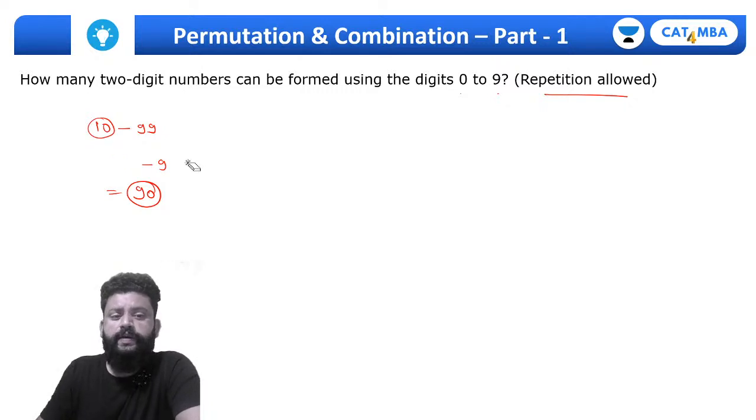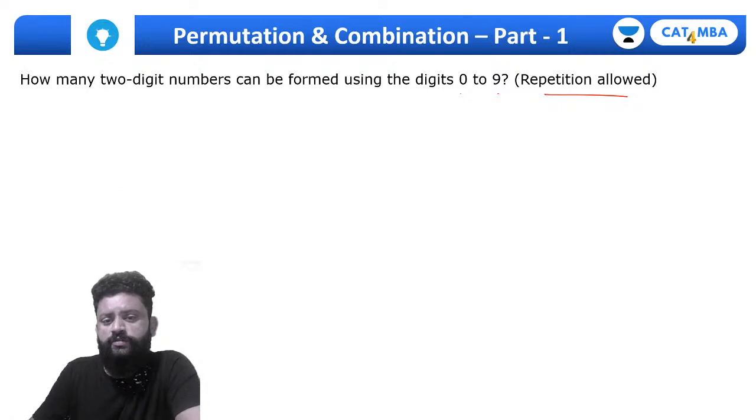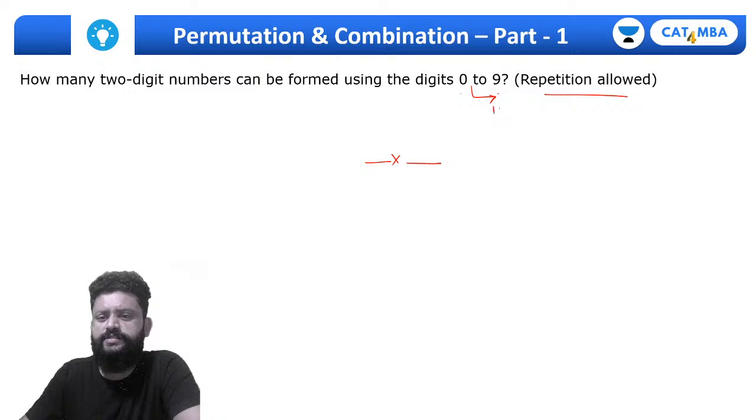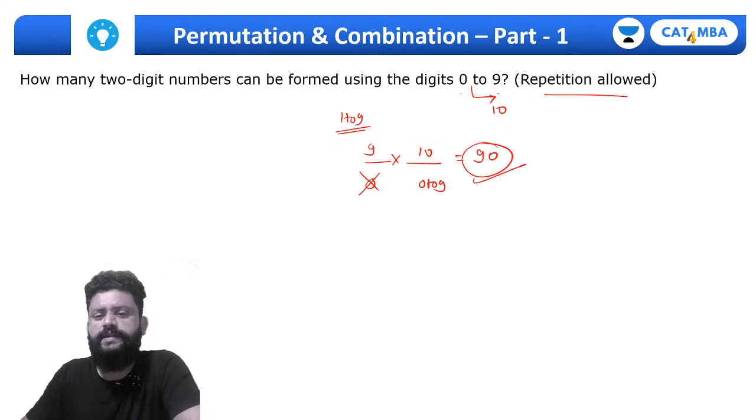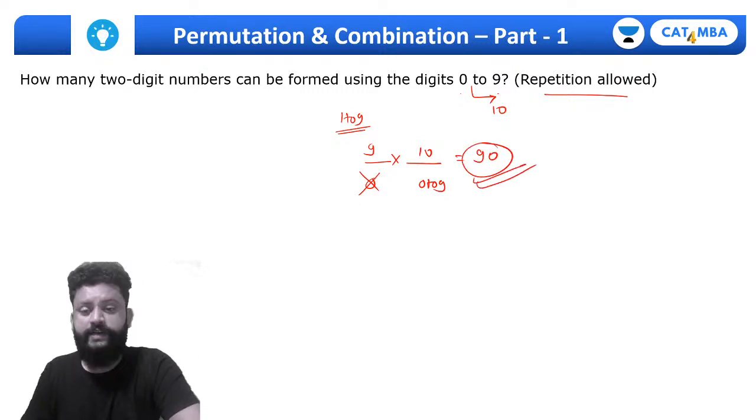But how to solve it? By using the counting principle. Now listen, how to do it with the counting principle. For the first place, how many choices do we have? We have 0 to 9 choices, but the first digit cannot be 0. So the first digit will have 9 choices, from 1 to 9 anything can come, and for the next digit we have 0 to 9, the total 10 choices, so we do have 90 numbers possible. That's how you can simply count it.